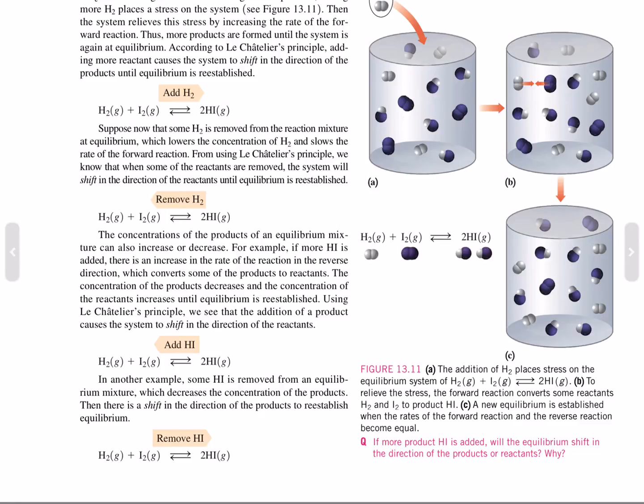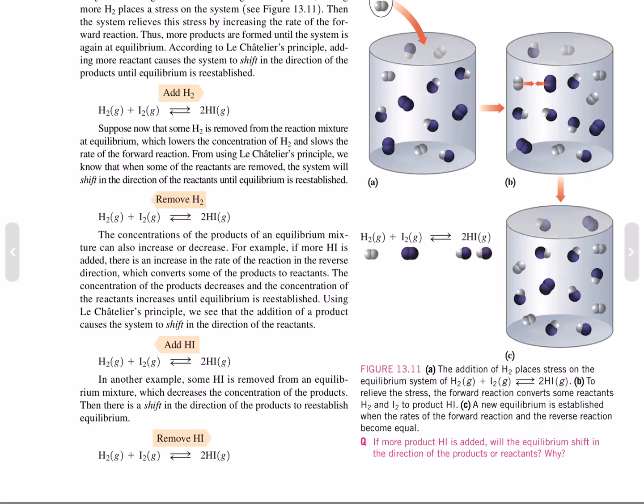In another example, some HI is removed from the equilibrium mixture, which decreases the concentration of the products. Then there is a shift in the direction of the products to reestablish equilibrium. Removing product will shift in the direction of the right.